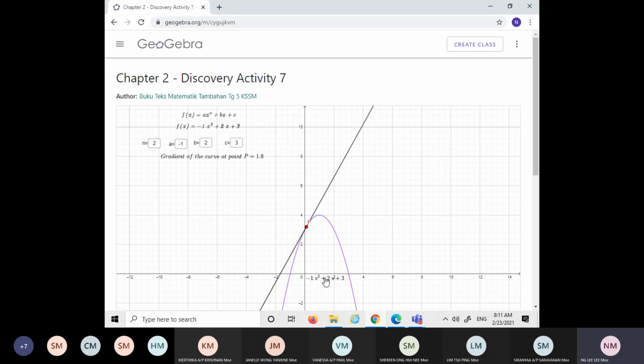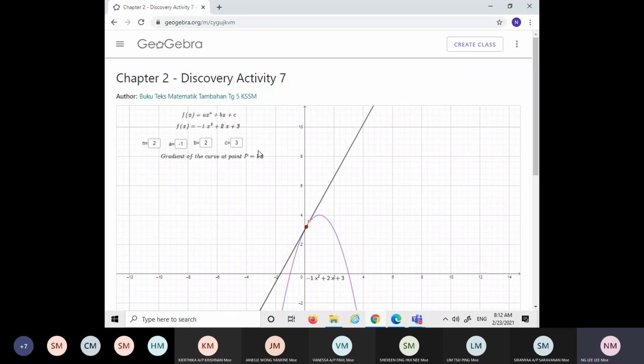Sorry, that 2 here is the labeling on the x-axis. Or you can check, n is 2 means the power here is 2. You can check the function here: negative x squared plus 2x plus 3. It allows you to key in a, b, and c, and also the n, the highest power. The tangent to the curve at the point P. Point P is here.